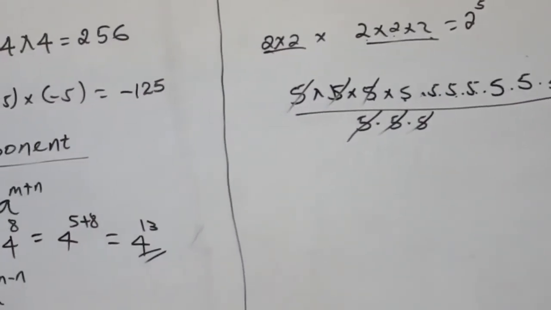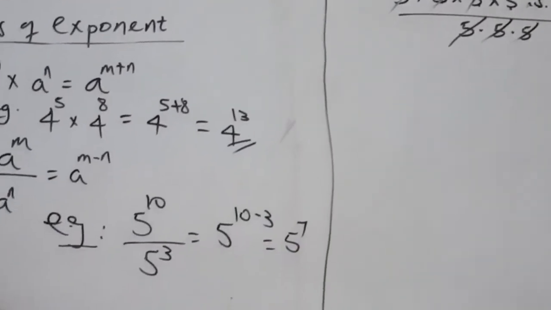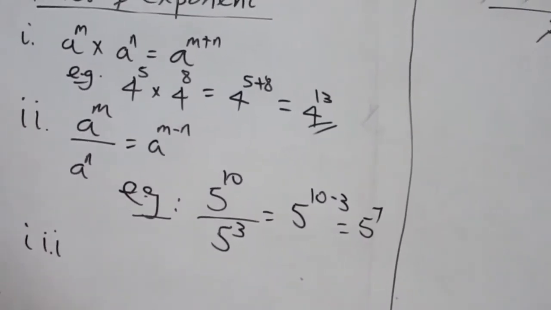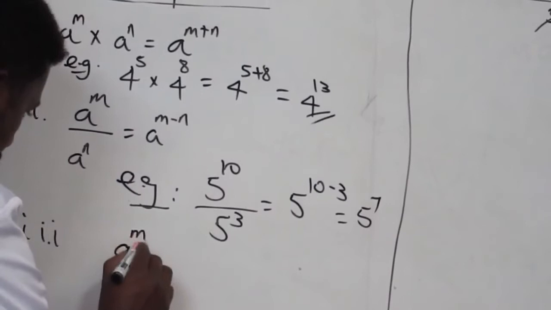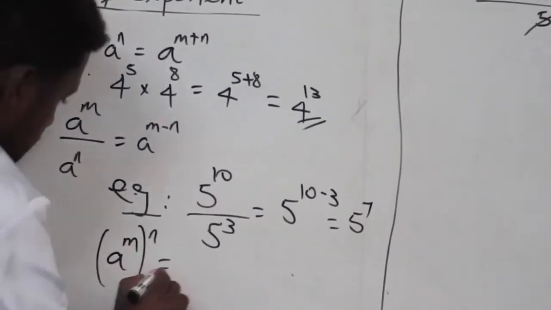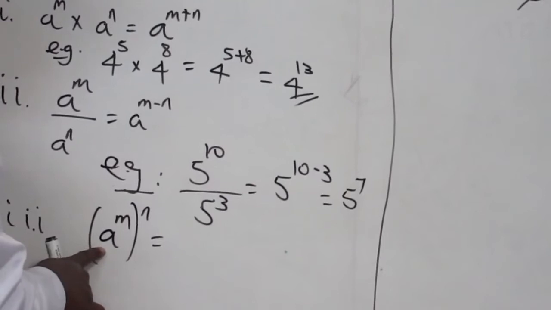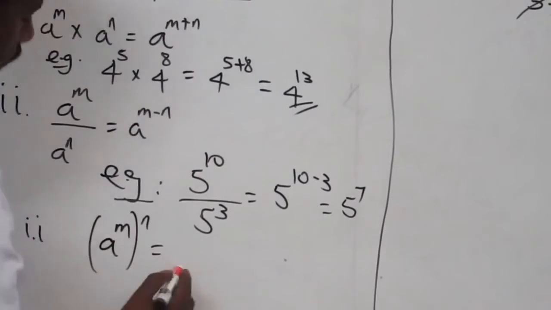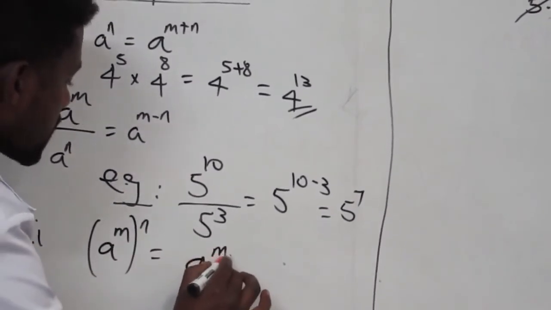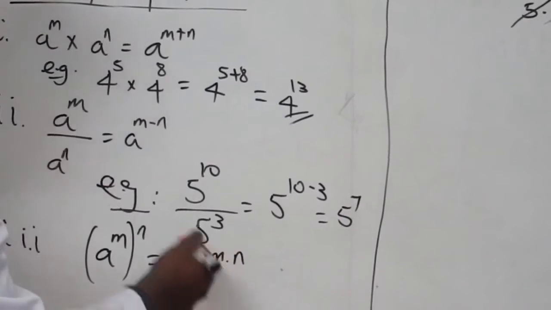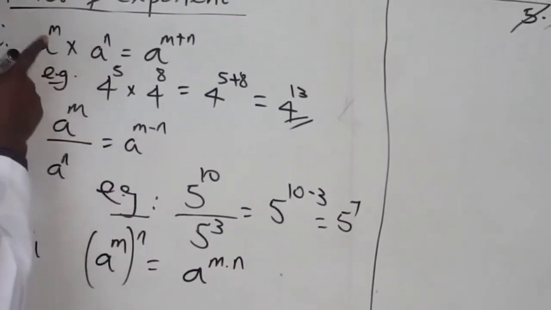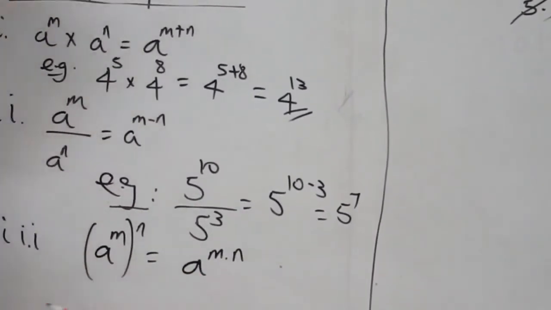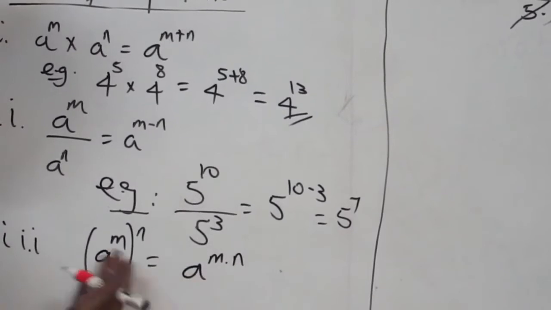The third rule is talking about a to the power of m, the whole to the power of n. This means the base is a, the inner exponent is m, and the outer one is n. This can be written as a to the power of m times n. In this case we multiply the exponents, but when we multiply bases with the same base, we add the exponents. So this is how we can simplify exponents with brackets.